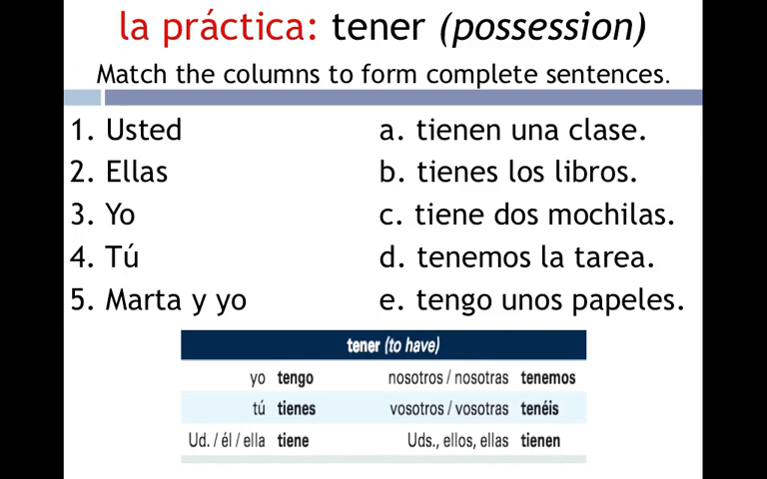So I'm going to say the number, and you read the whole statement aloud. Por ejemplo, número 1, usted, I look down my list, tiene dos mochilas. Número 2, say the whole sentence. Ellas tienen una clase. They have a class. Número 3, yo.